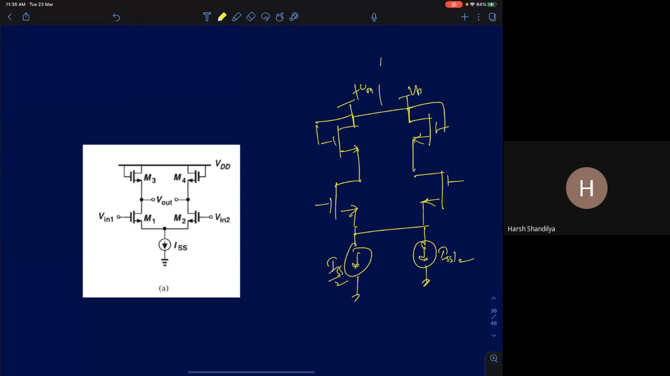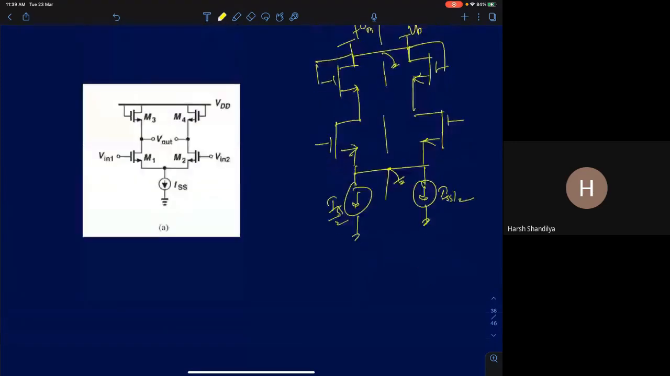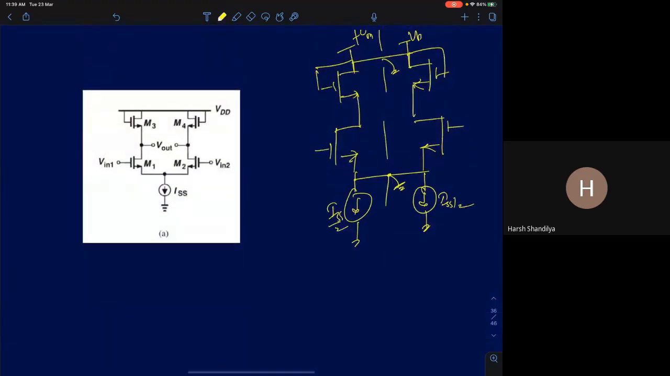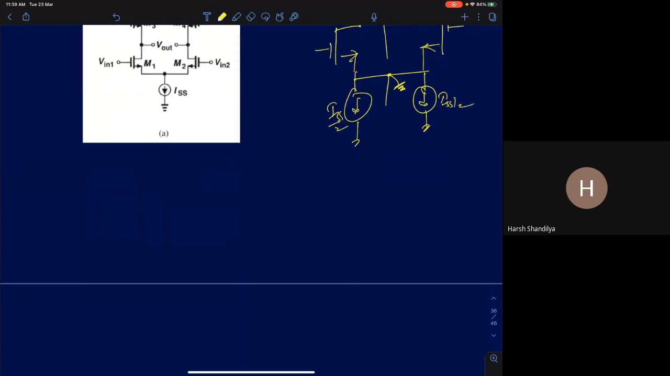Now if you see, there is an axis of symmetry here. So this node will come to AC ground. This will also be at AC ground, differential ground. Once you draw the half circuit and find the differential grounds in the circuit, you can draw the small signal AC model. The small signal AC model is this here. You have a diode connected NMOS MOSFET to ground from the output terminal.